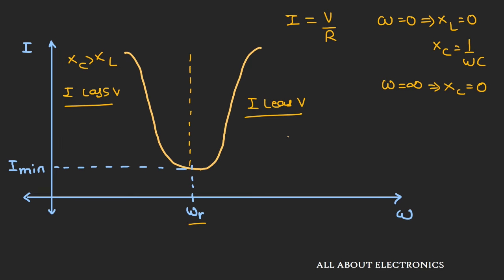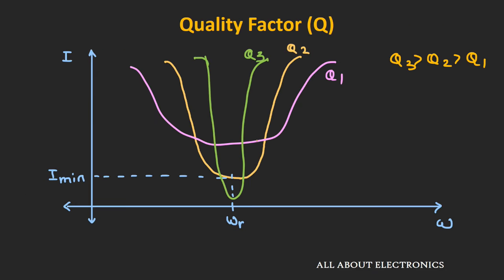So now, in the last video we had seen that to define the sharpness of this resonant curve, two parameters are used, which are quality factor and bandwidth. So now let's see them one by one. So first let us talk about the quality factor. As you can see here, we have three different curves for different values of Q.